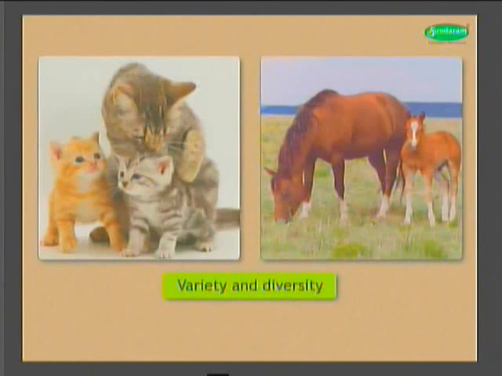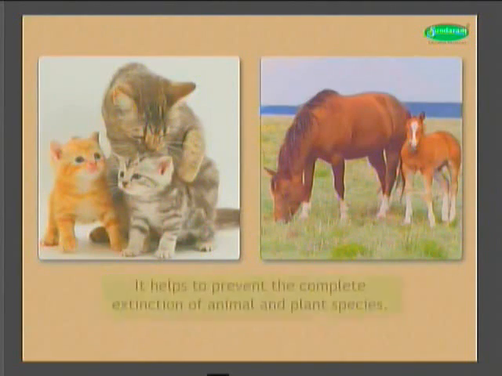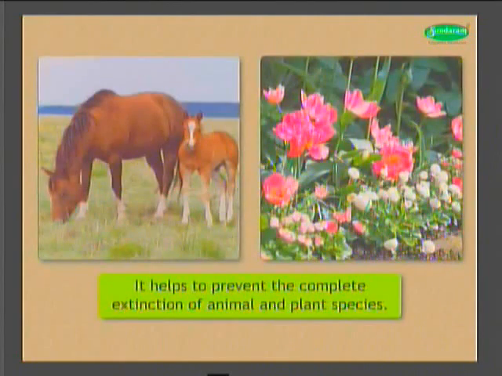Variations give rise to variety and diversity. Variation enables organisms to adapt and survive in the changing environment. It helps to prevent the complete extinction of animal and plant species.